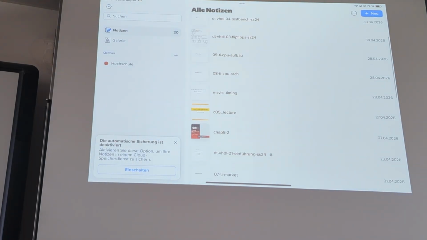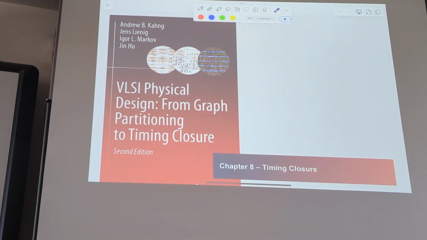Before doing that, I want to dig a little bit deeper into this timing analysis topic, and that is chapter 8 from this book. I added that in the list on the wiki, and today I want to look at this chapter 8. We only had this one inverter, how you calculate that.